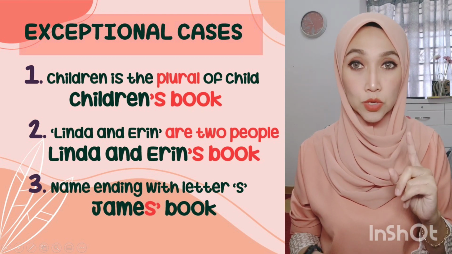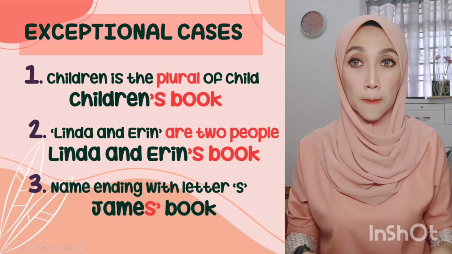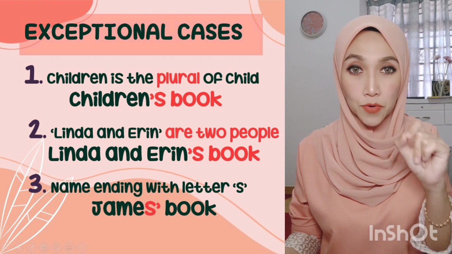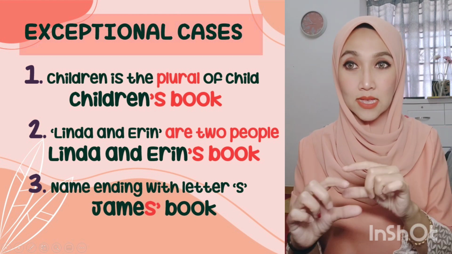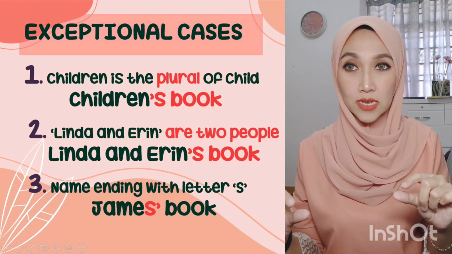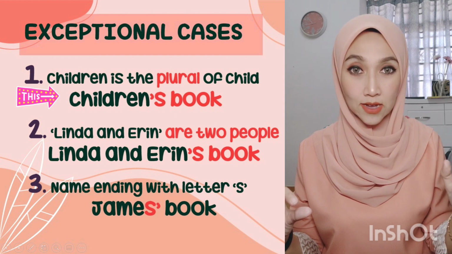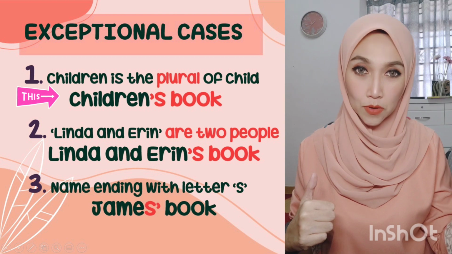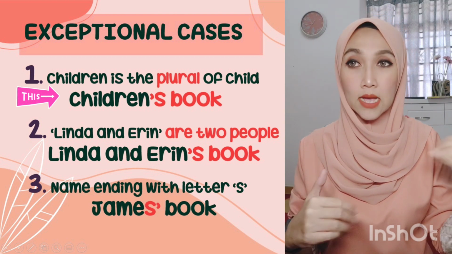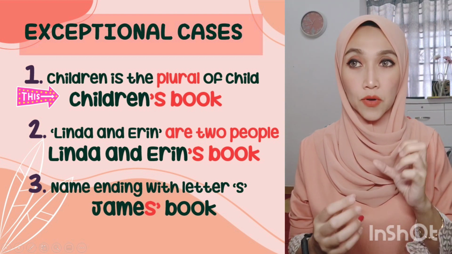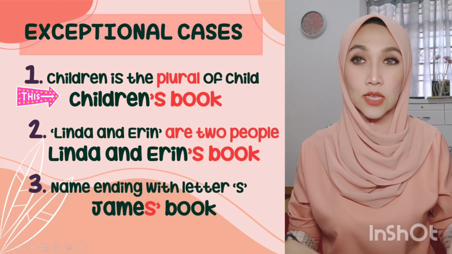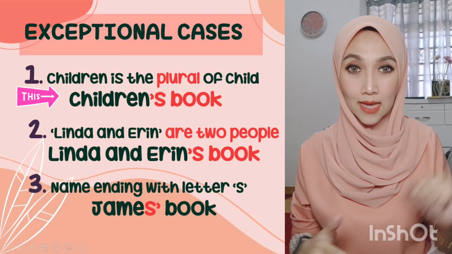Okay, children, you know that children is already a plural word. So, you can't just put S and apostrophe because of the spelling itself, children. You need apostrophe S and then the object. Okay, just remember for the word children, it is an exceptional case, you need to use apostrophe S.